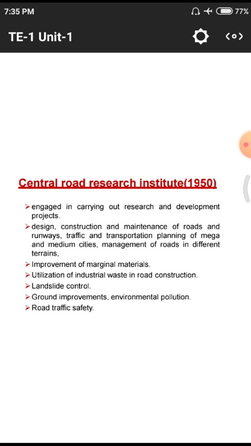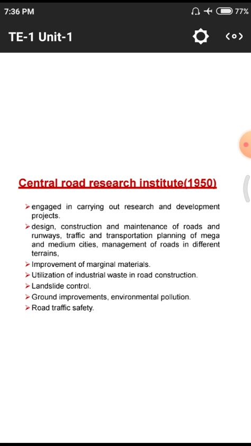Next one is ground improvement. It also comes under landslide control. Ground improvement means we need to strengthen the soil below the road level. That means using different kinds of fibers, cementitious materials and calcareous materials like lime, epoxy resins, and other grouting agents, we need to improve the soil properties by ground improvement.